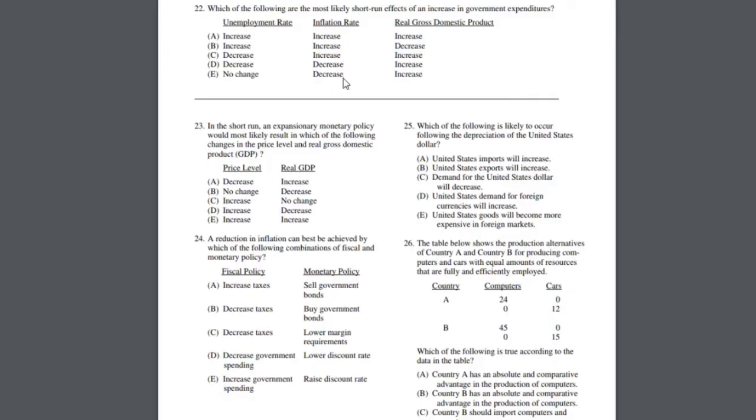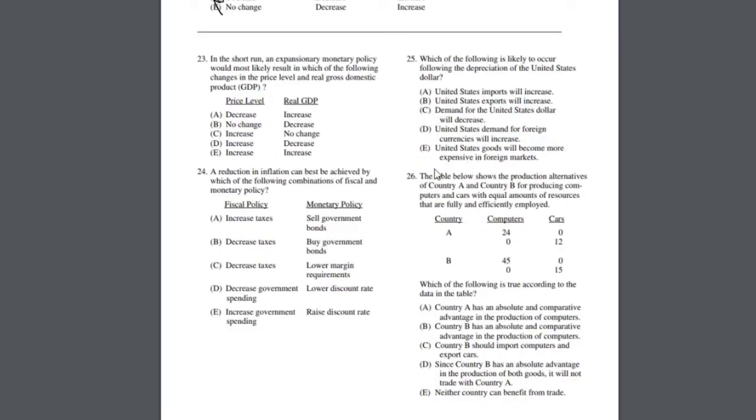So we're looking for something that's going to say an increase in government expenditures will decrease the unemployment rate. So we know A and B are wrong. And we know that's wrong. Increase in expenditures is going to increase aggregate demand, so it's going to increase the price level. So we know that inflation is going to increase, so it has to be C. Okay. So now we're on to 23.